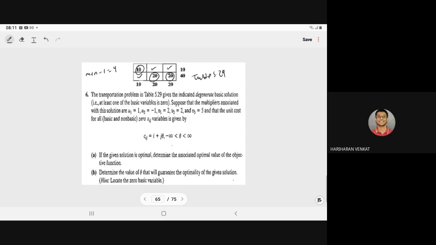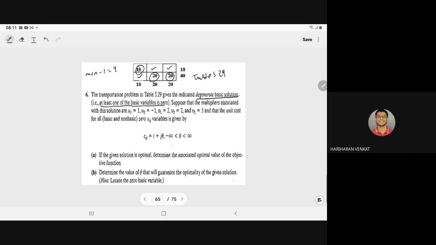And whenever a basic variable is at 0 level, from the simplex method or from linear programming, we call it a degenerate solution, right? So here the transportation problem also can have a degenerate solution when any one basic variable is at 0 level. So it is given to you that one of the basic variables is 0.